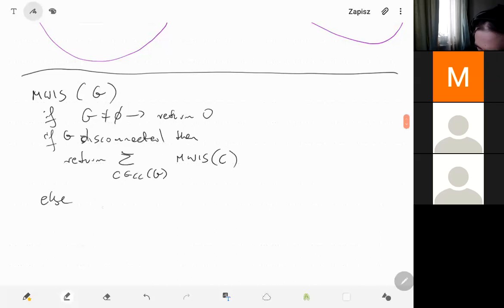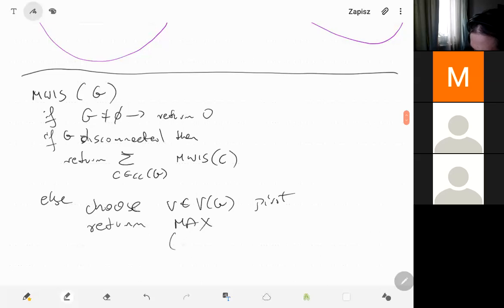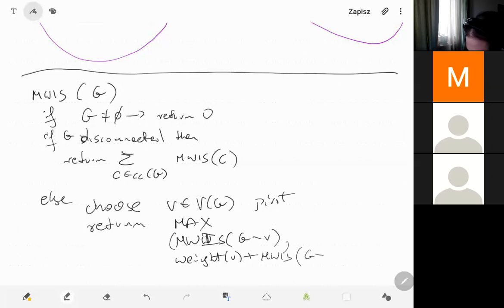Else, choose some vertex V, call it the pivot, and branch, and return the better option of not taking V, the maximum weight independent set of G minus V, or taking V, with the weight of V. So I wrote a very simple algorithm. I didn't do anything wise here. I just wrote the recursive algorithm I'm going to study. If the graph is empty, the maximum weight independent set is trivial. If the graph is disconnected, split into connected components. Otherwise, choose one vertex and branch on it.